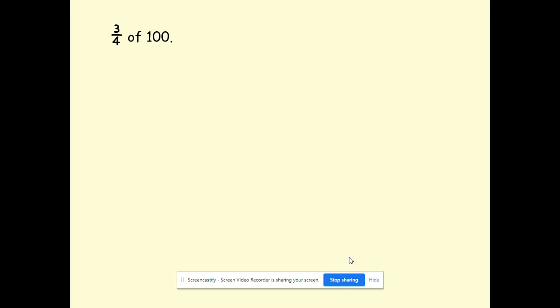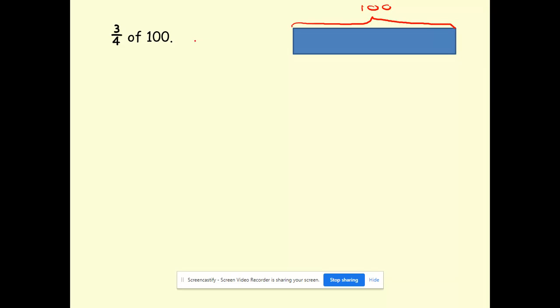We'll have a look at fraction of amount today. So the question here says 3/4 of 100. So the first thing I'm going to do is get you to draw a bar model. Now we know that with this bar model here, this whole thing is worth 100. Because that's what we're told here.